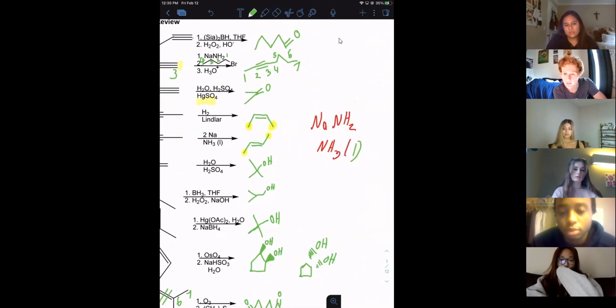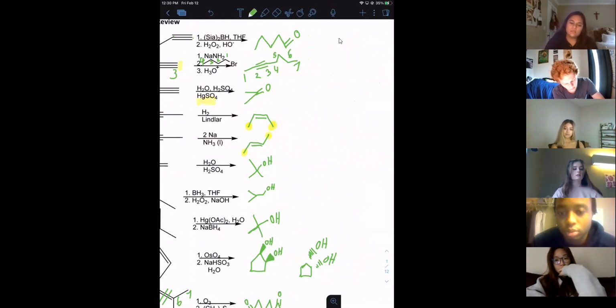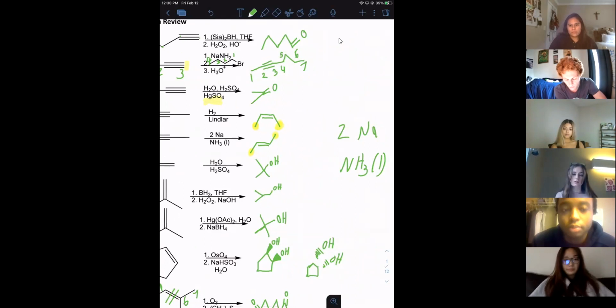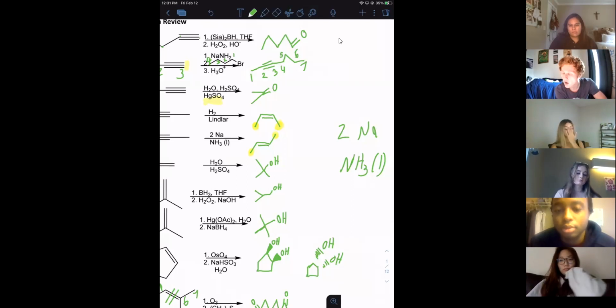The difference is with this one, where you've got 2 sodium and then you've got liquid ammonia, is that it's actually going to add protons. So you've just got one where there is a lot of basicity. So there's a lot of stuff that's trying to take away hydrogens.